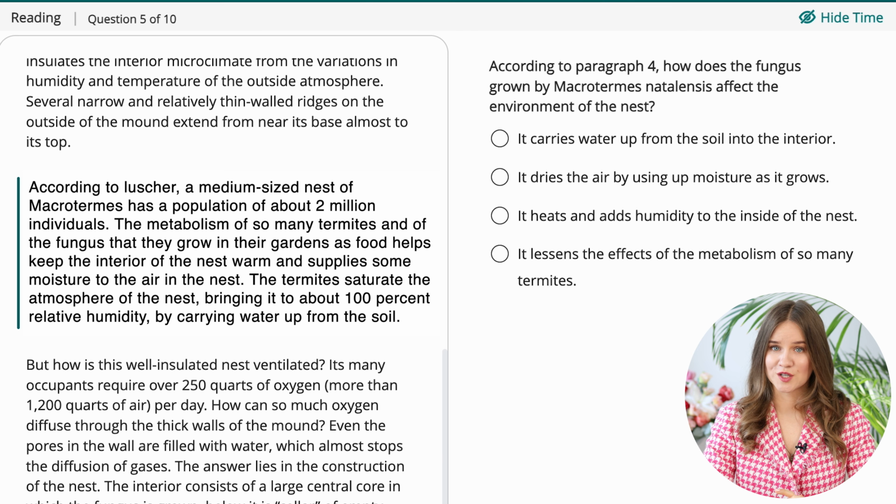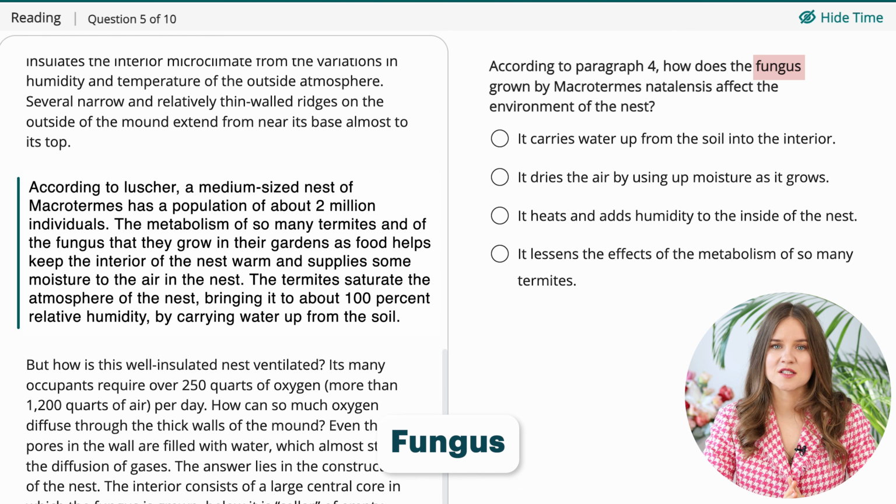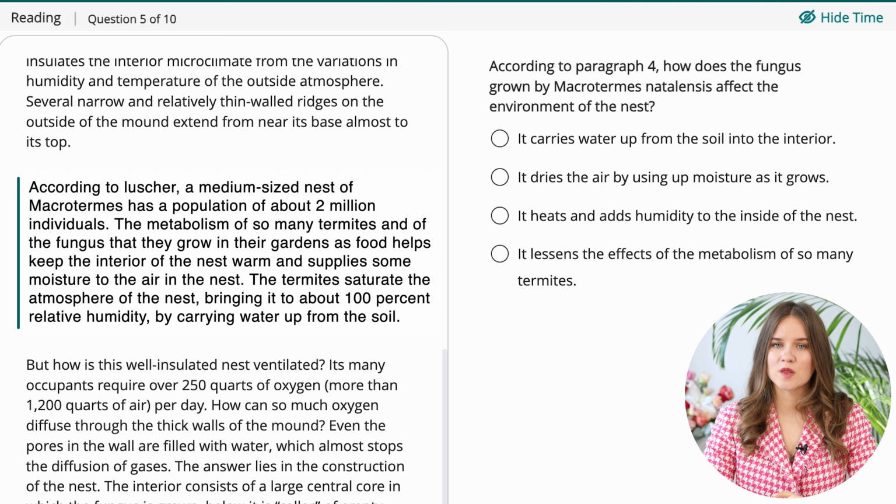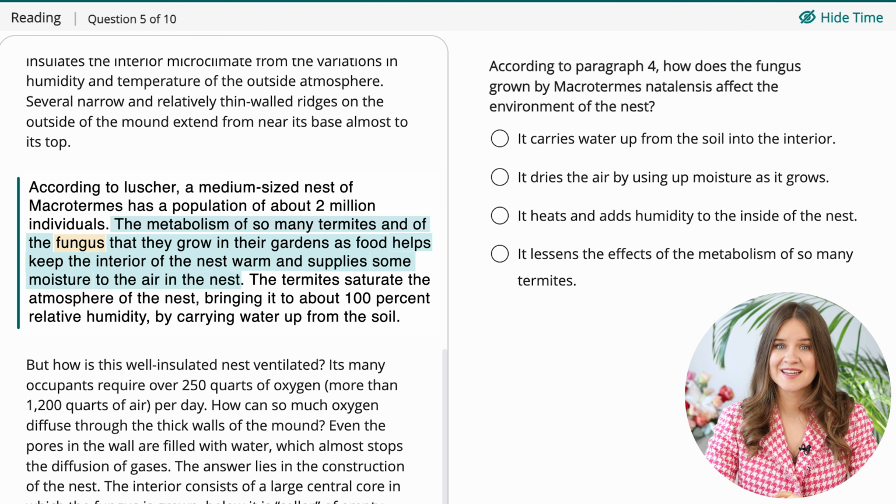The key word in the question is fungus. Now, let's go to the text. The sentence with the word fungus says, "The metabolism of so many termites and of the fungus that they grow in their gardens as food helps keep the interior of the nest warm and supplies some moisture to the air in the nest." Let's break that down.